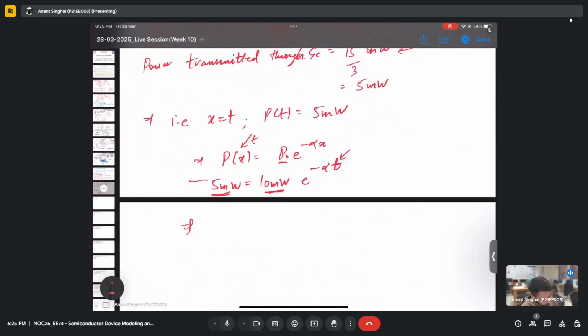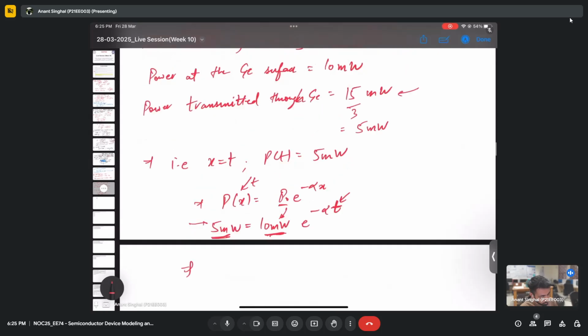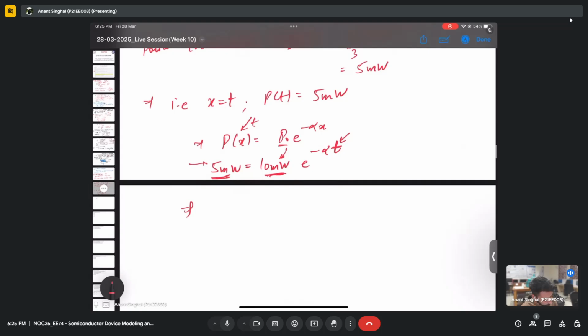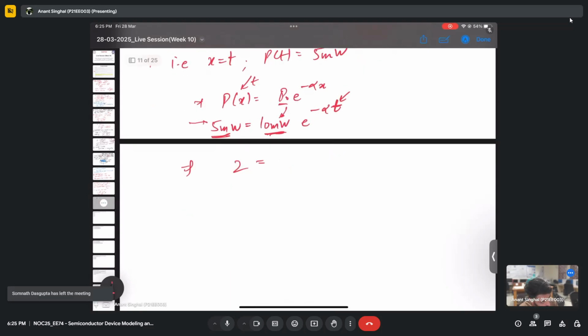So 5 milliwatt is transmitting out, and 10 milliwatt was at the surface. So P0 is 10 milliwatt. We need to be careful because 5 is already reflected back, so we are not considering that power. That is why we have 2 as exponential of alpha t. It has come to the left side, so it is plus alpha t now. So t will be nothing but ln2 by alpha.